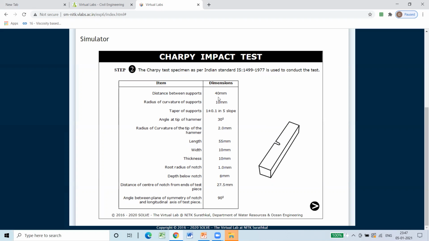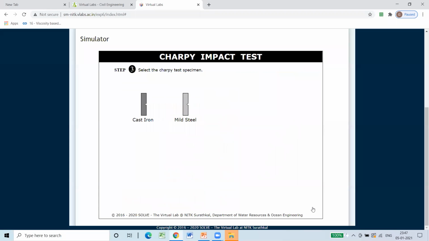You can note down the distance between the supports is 40 mm, radius of curvature of support is 10 mm, taper of support is 1 plus or minus 0.1 in 5 slope, angle at the tip of the hammer is around 30°, radius of curvature of the tip of the hammer is 2 mm. Length is 55 mm, width 10 mm, thickness 10 mm, and the root radius of notch is 1 mm, depth below notch is 8 mm, distance of center of notch from ends of the test piece 27.5 mm, and angle between plane of symmetry of notch and longitudinal axis of test piece is around 90°.